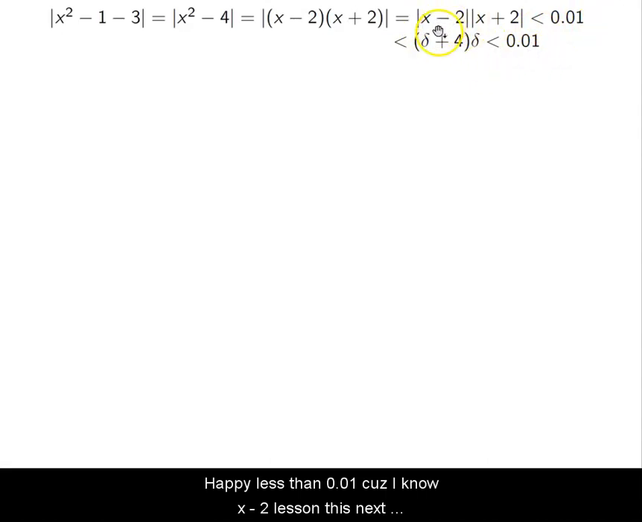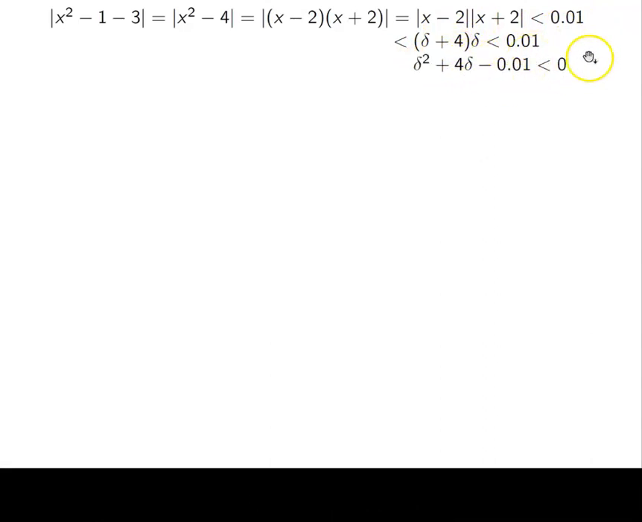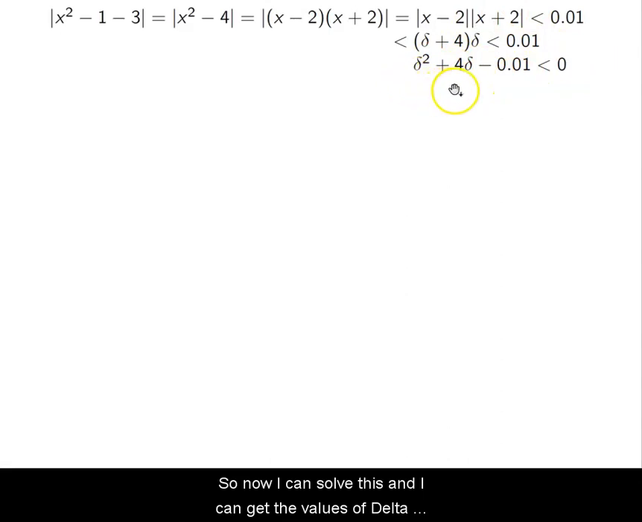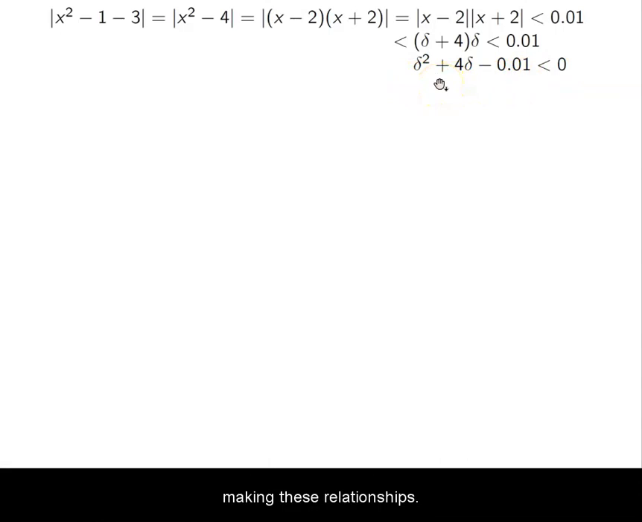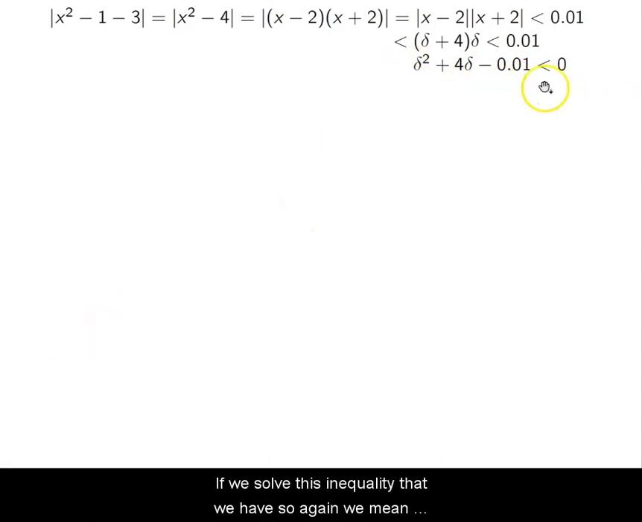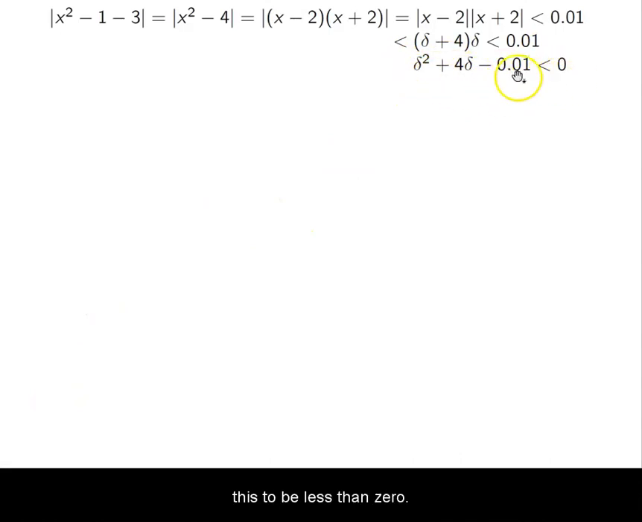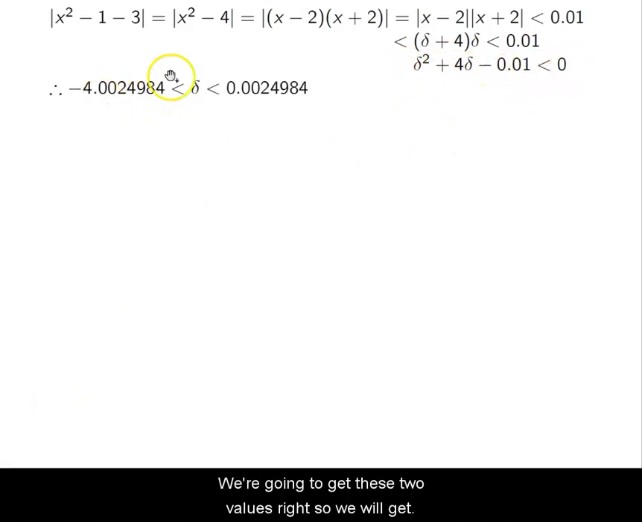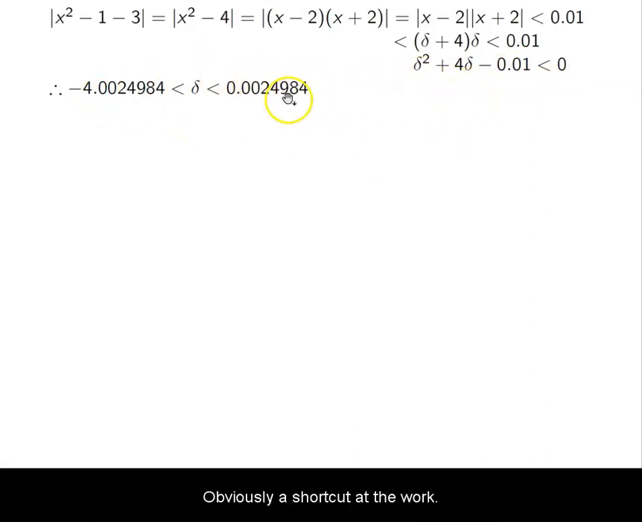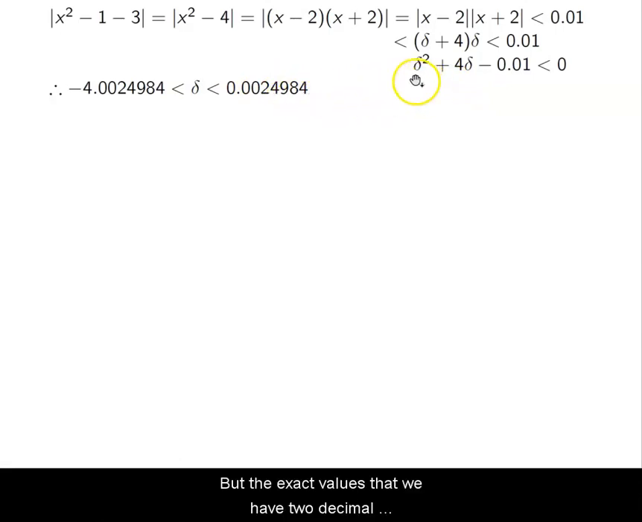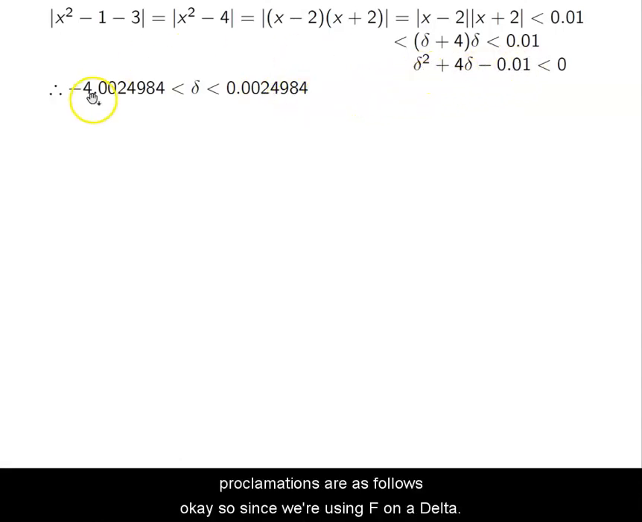Because I know x minus 2 is less than this, and x plus 2 is less than this, and the product of these is less than my epsilon, so I need this relationship of my deltas to be less than 0.01. Okay, so now I can solve this and I can get the values of delta that I need. So this is how I'm singling out my deltas, by making these relationships. So if we solve this inequality, we're going to get these two values. Obviously I shortcut the work, but the exact values that we have, the decimal approximations, are as follows.